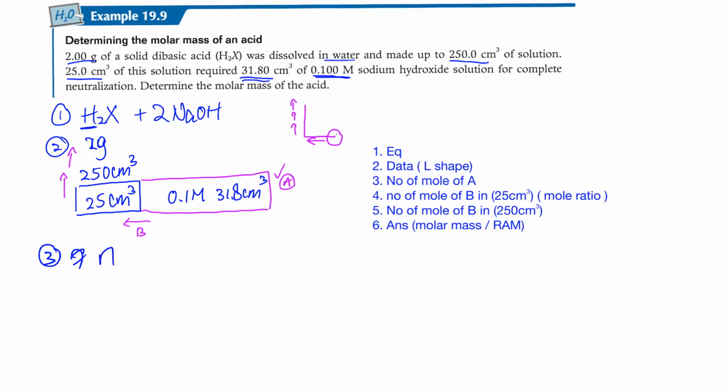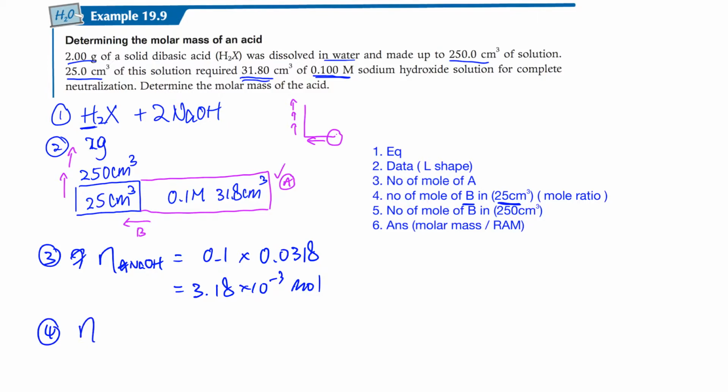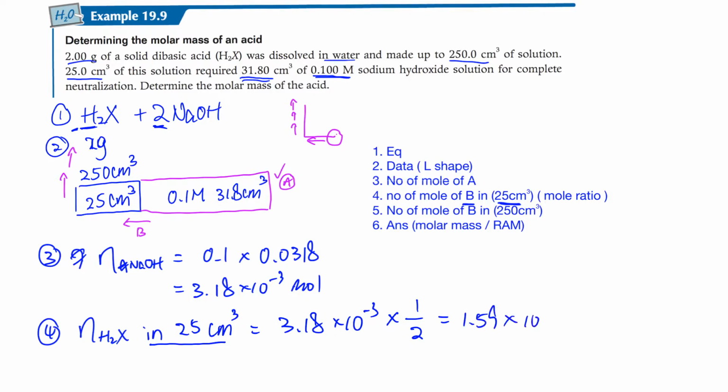So number 3, we're going to calculate the number of mole of A, the number of mole of NaOH. That will be 0.1 M times V. Remember the volume has to be in dm cube. So this one will be 3.18 times 10 to negative 3 mole. Next, very important, is number 4, the number of mole of B in 25 cm cube. You have to mention this very clearly, because for H2X you have quite a number of different amounts here, here, and here. Maybe the number of mole are different, so you have to tell the others clearly that you're talking about 25 cm cube. It is a must to write things like this. If you didn't write this, in an exam, I will have mark deduction for you. So 3.18 times 10 to negative 3, where the ratio is 2 to 1, so divided by 2 times 1. This one will then become 1.59 times 10 to the negative 3 mole.